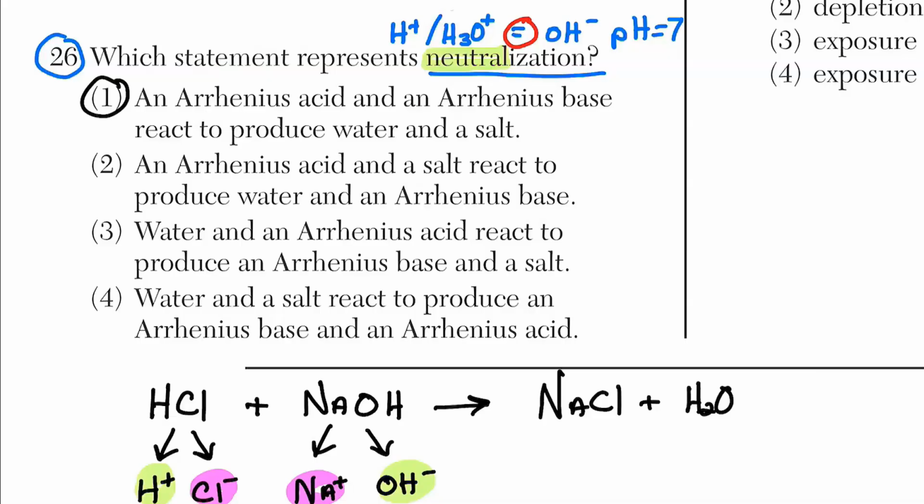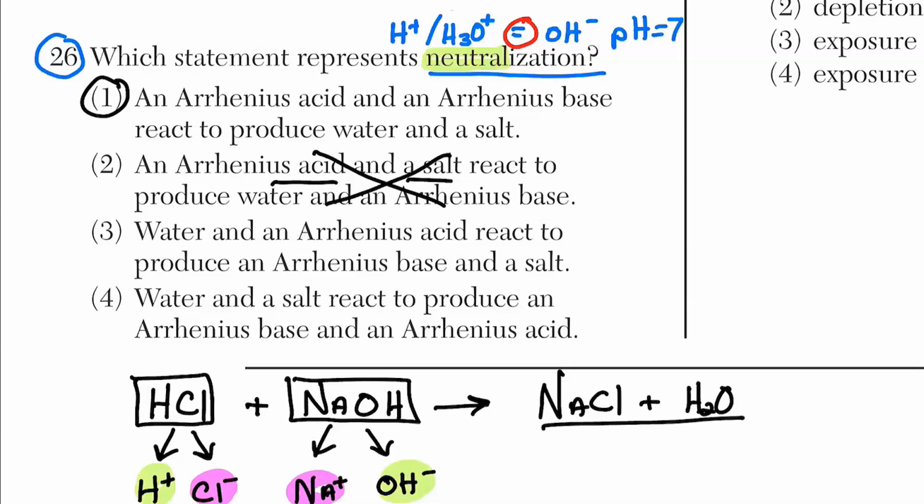The other choice says an acid and a salt react to make water and an Arrhenius base. No, neutralization is about acids and bases reacting together to make a safer compound. Acids by themselves are very dangerous. They can break bonds, decompose bodies. So can bases by themselves. But when you react them together, they just make salt water. So you have to know this: acid plus base makes salt and water. It'd be written that way too.